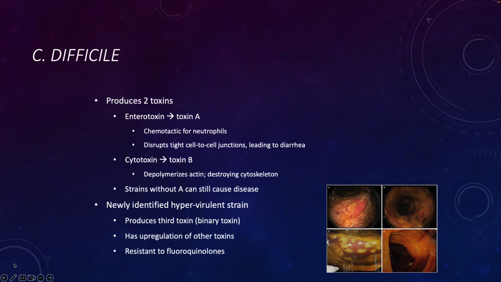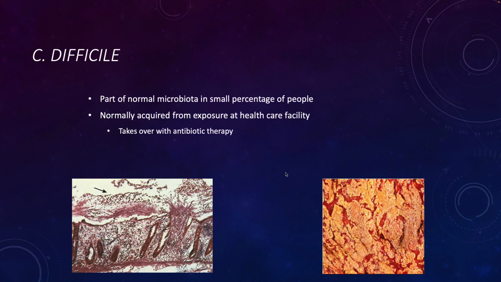And so they have upregulation of the other 2 toxins and then this binary toxin, which not only upregulates these other two toxins, but has similar effects where the binary toxin can lead to more diarrhea and more cytoskeleton destruction. So that's a pretty nasty one to have. The bacterium is sometimes part of the normal microbiome in some people, but generally, if it's a very low level of the bacterium, your body can kind of keep it under control and not experience symptoms of disease.